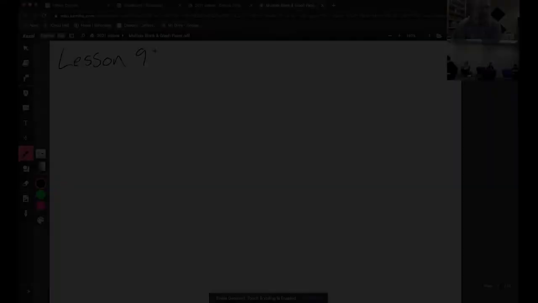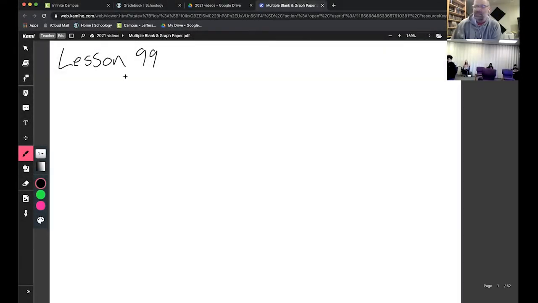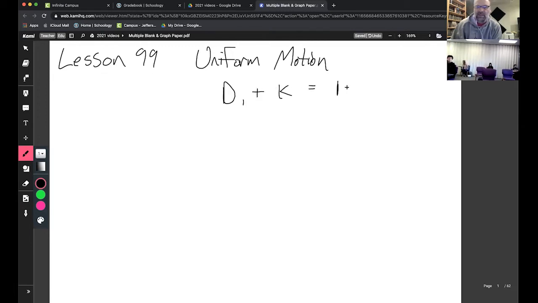Math! All right, this is the last uniform motion situation. So this uniform motion is where D1 plus a constant equals D2. Okay, so let's just start with an example.